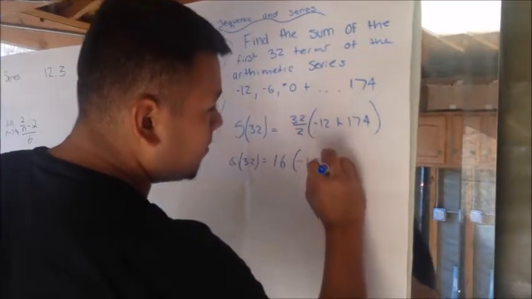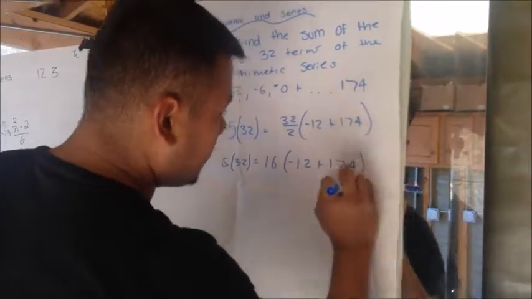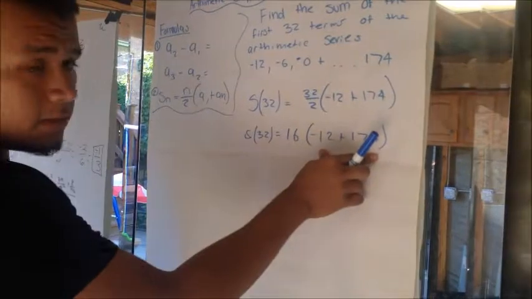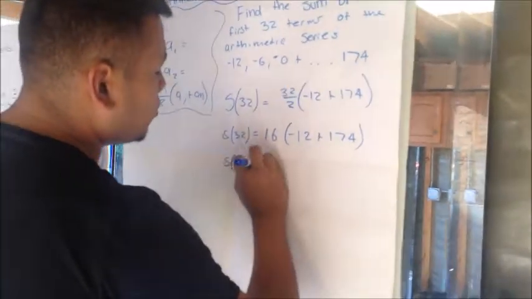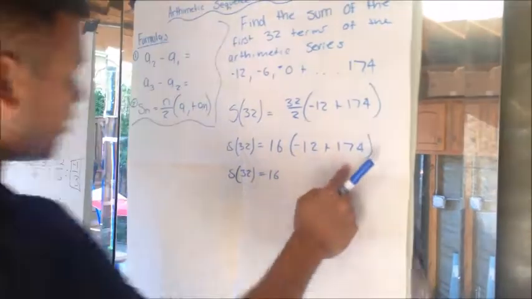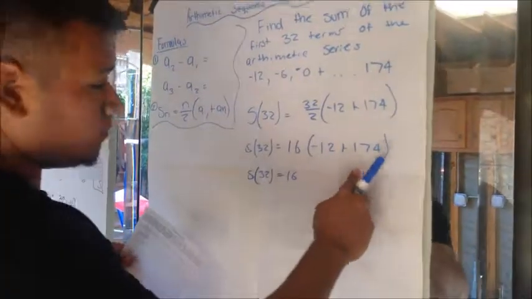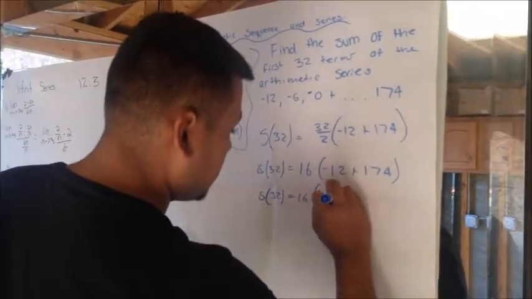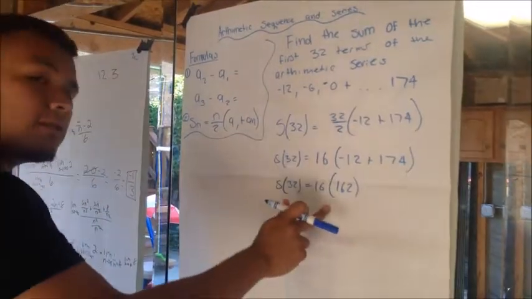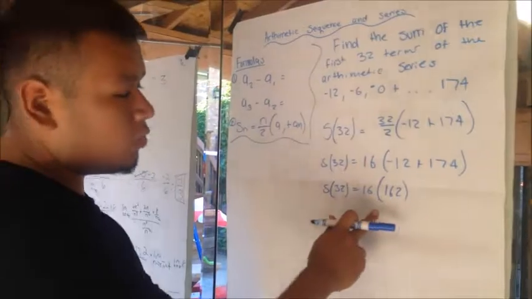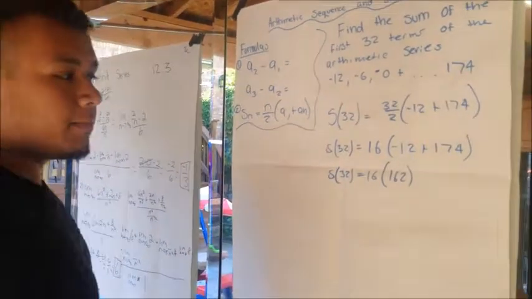And bring the rest down. Then simplify these, which would be S32 equals 16, 162. A lot of people make mistakes. Make sure to put the parentheses there because you're not adding, we're multiplying it.